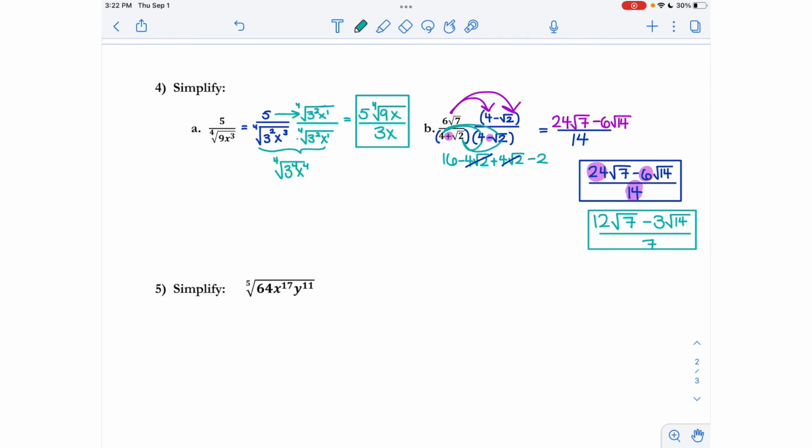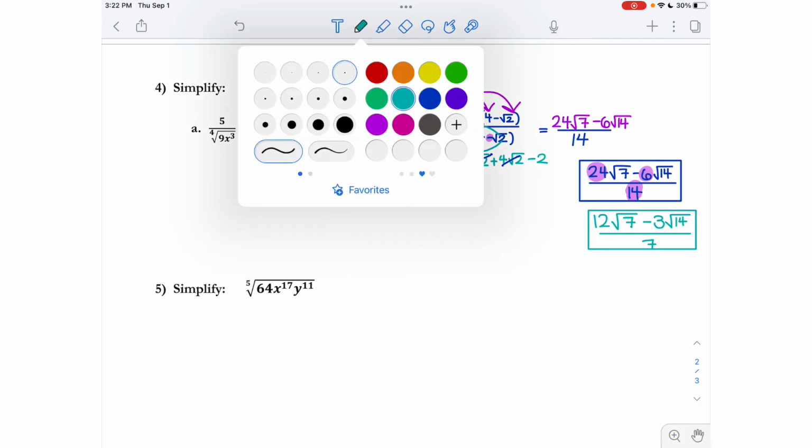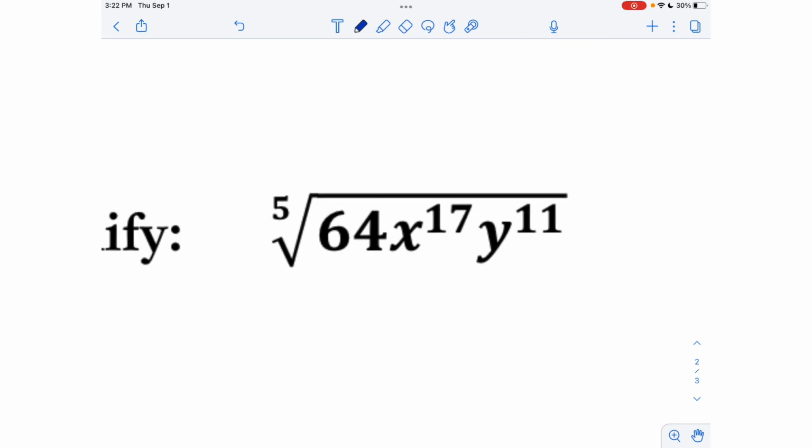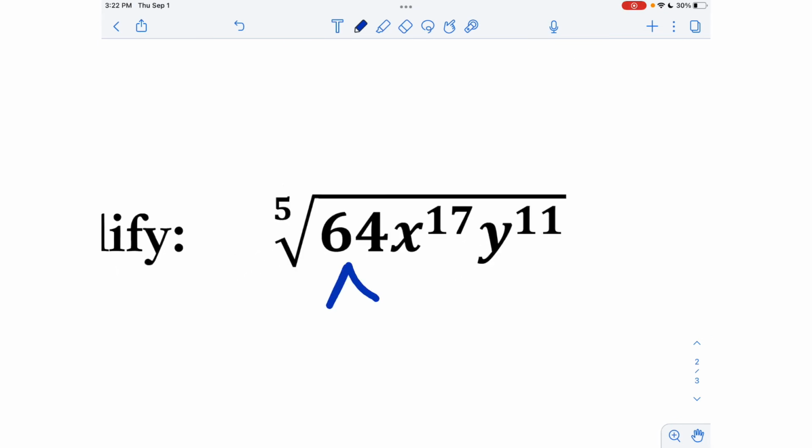Number 5 is a simplifying problem. I feel like we've been through this so many times, so hopefully you feel great about it, but it's always good to get some extra practice in. So we are fifth rooting. So 32, the fifth root of 32 is 2. So we got 32 times 2.